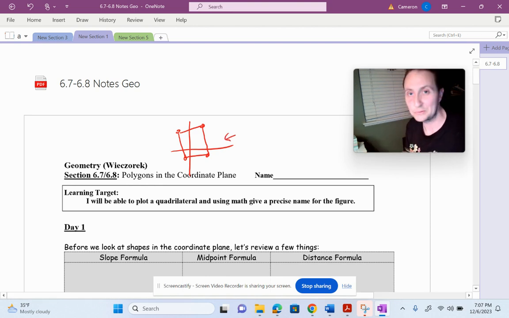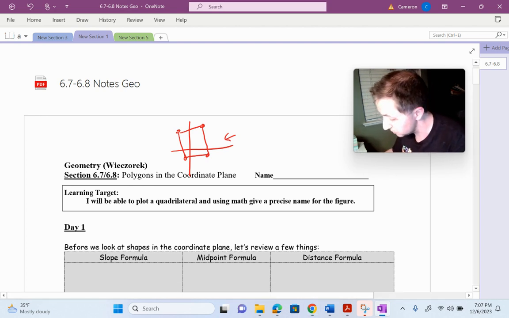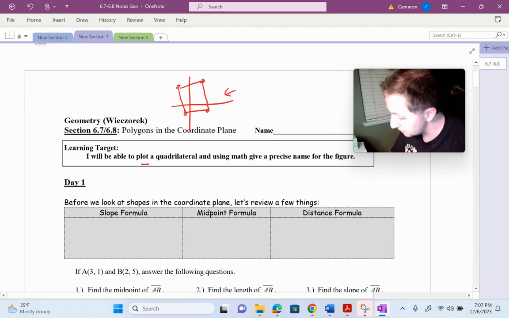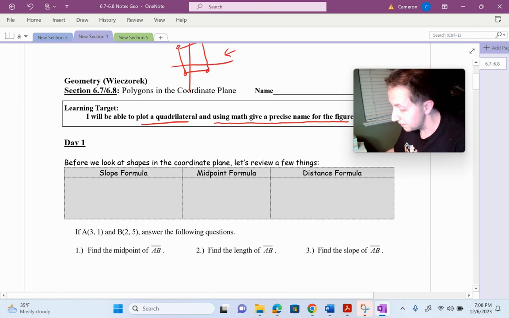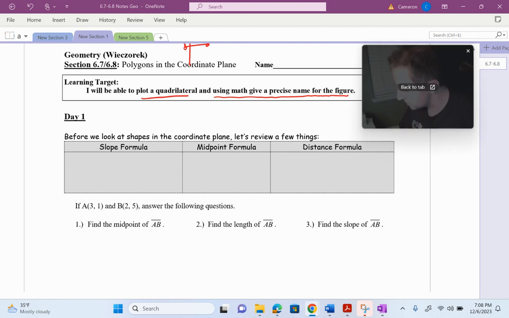Before we do that, we need to do some review of three formulas that are going to help us quite a bit with this section. That's the slope formula, the midpoint formula, and the distance formula. So we're going to review those first. And I said the ultimate goal is to be able to plot a quadrilateral and use mathematical evidence to give a precise name for the figure that we plot. Just a quick recap of our formulas, and then we'll get into the heart of this section.